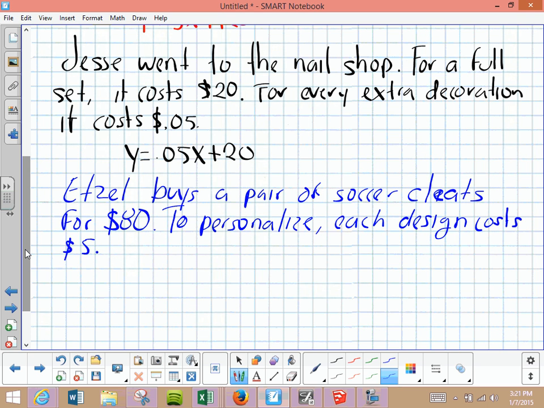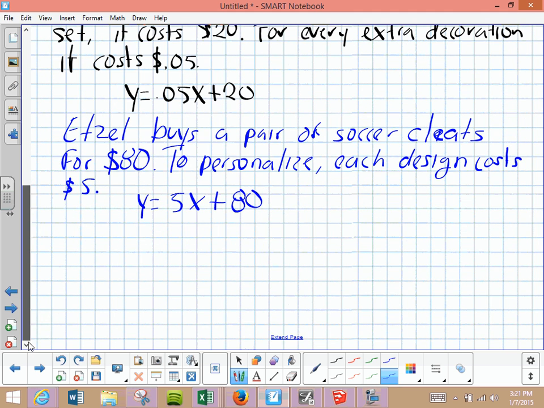That's it. I want to know which one is the one that's changed. If you're talking about a linear equation, Mondragon, what will be the equation for this? Perfect. Yes, you pay $8 for the shoes regardless, and then the $5 depends on how many designs you want on it, how personalized you want it. All right. Go.